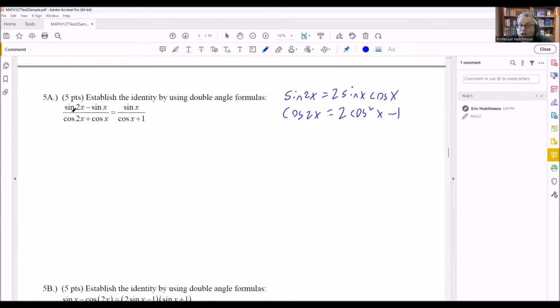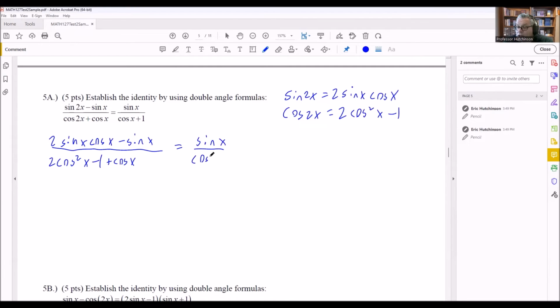So let's replace sine 2x, and we're going to instead put 2 sine x cosine x, and we have minus sine x on top there. On the bottom here, I'm going to use 2 cosine squared x minus 1, and then I have plus cosine x, and that's what I have on the bottom on that one. On the other side, I'm not going to do anything with the right-hand side, but I do want to write it as we go along. So this is the right-hand side. We'll just leave that as is.